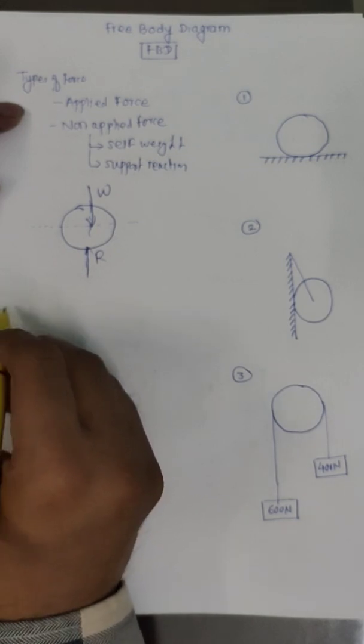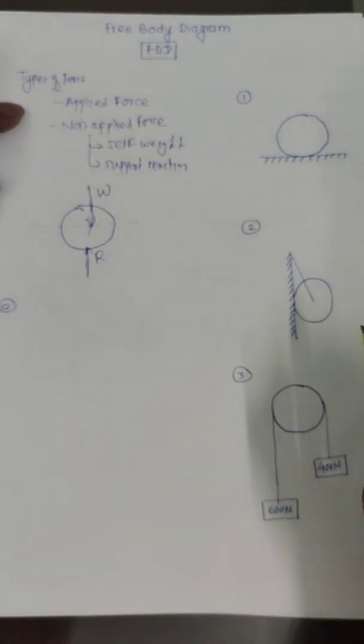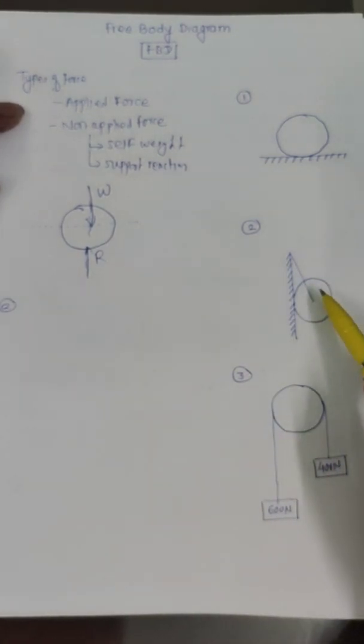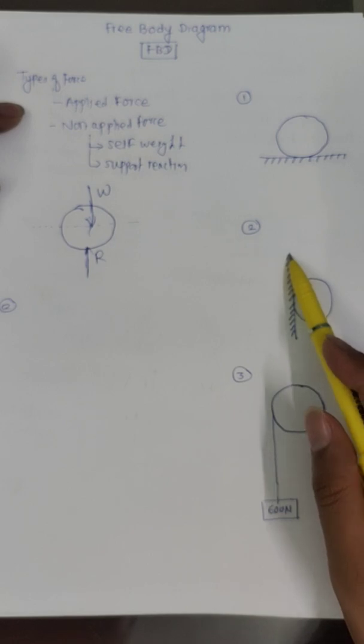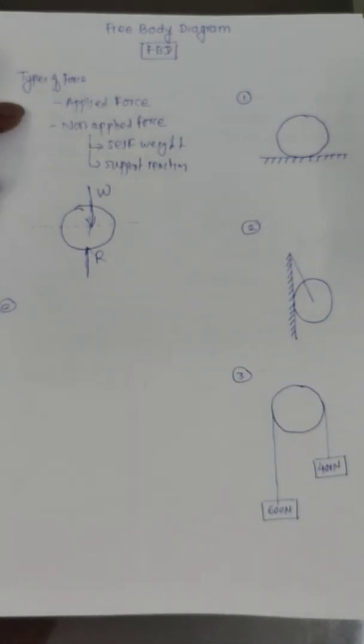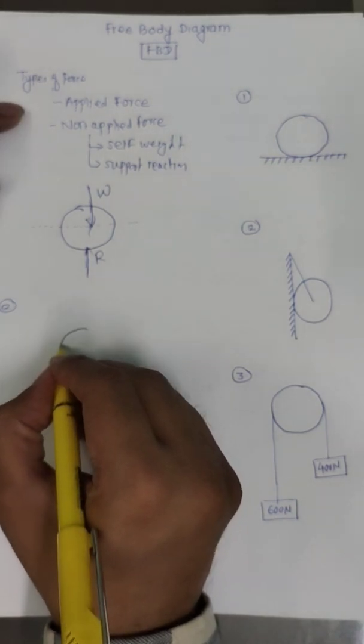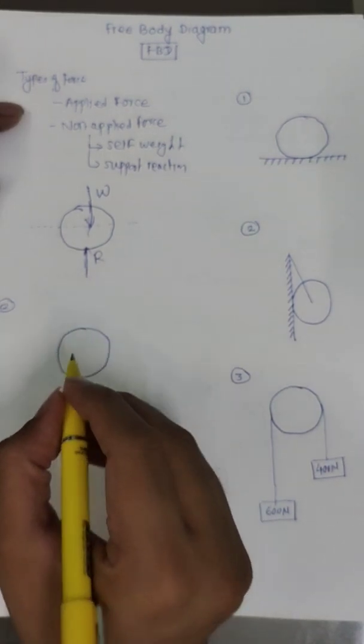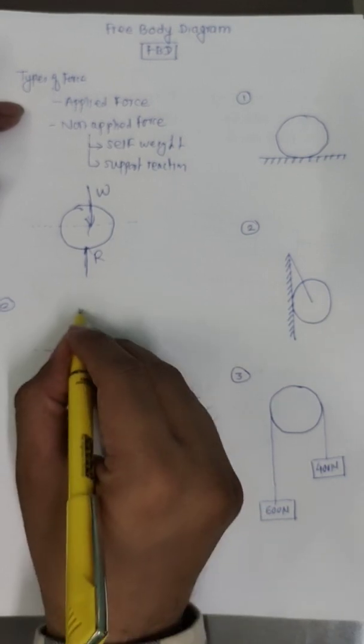So move towards the second. Here one vertical wall is there, a cylindrical shaped sphere is attached, and this is tied by a thread to the vertical wall. So here also we have to draw the free body diagram of the sphere. Again we can draw the body as it is, mount x-axis and y-axis.